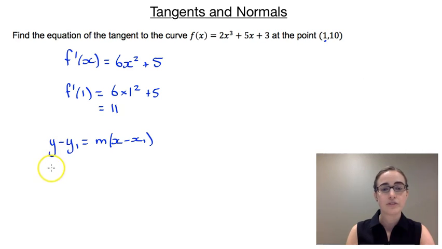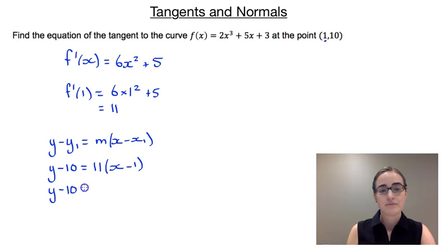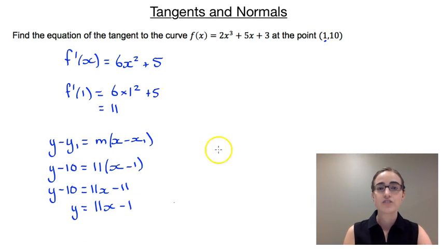So if we put in all of that information, we're going to have y minus 10 equals 11 outside of x minus 1. And then we'll expand this side out. So we'll have y minus 10 equals 11x minus 11. And then we'll just rearrange it to make y the subject, and we'll have y equals 11x minus 1. So that there is the equation of the tangent to this curve at that point.